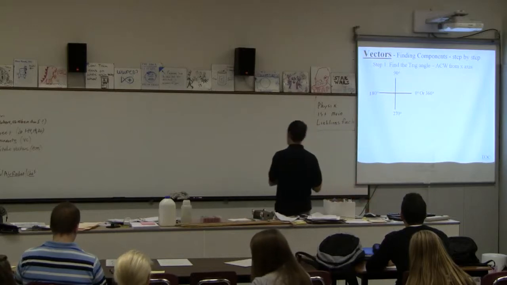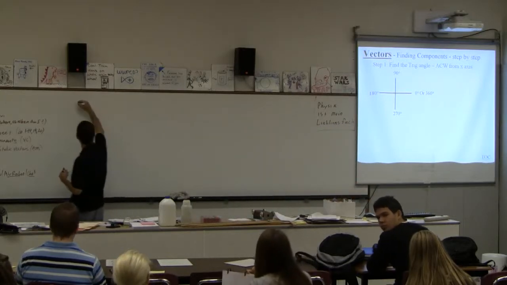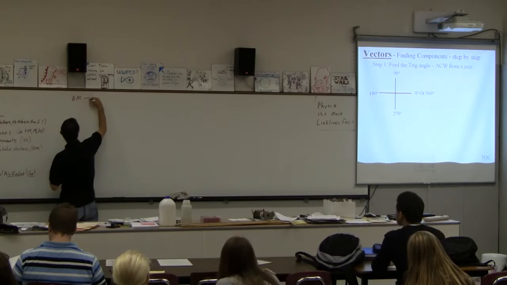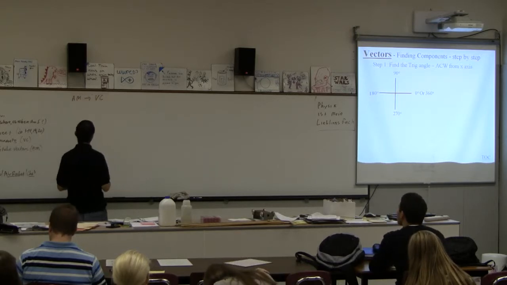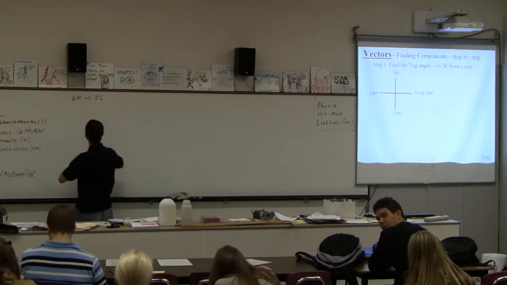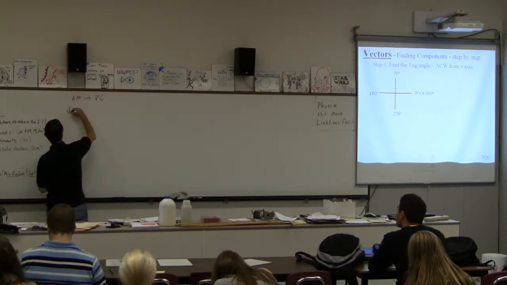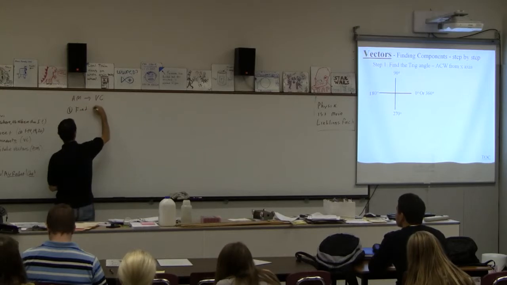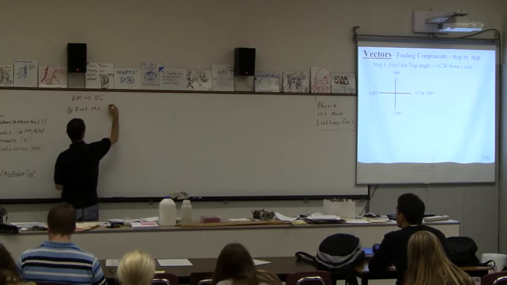The first skill is to turn an angle magnitude vector into a vector component vector. And to do that, the first thing you do is you want to find the trig angle. So step one is to find the trig angle.